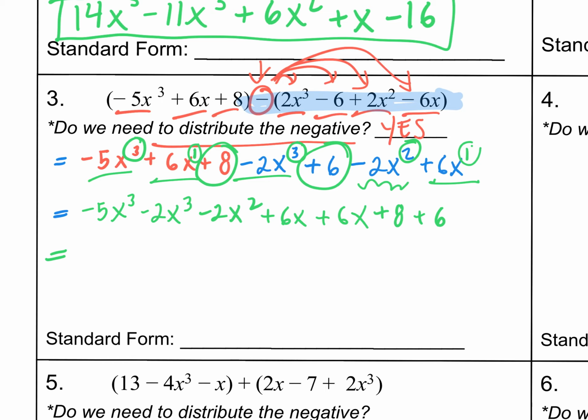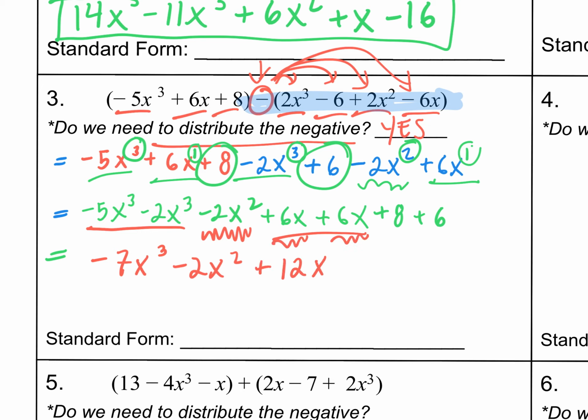Now that it is in order, we are going to combine like terms. The like terms should now be next to each other if they do have like terms. So negative 5x cubed minus 2x cubed is negative 7x cubed. There is no other x squared, so minus 2x squared, I just copy that down again. I have 6x and 6x, that's going to give me 12x, and then 8 and 6 are going to add up to be 14. And now my answer is in standard form.